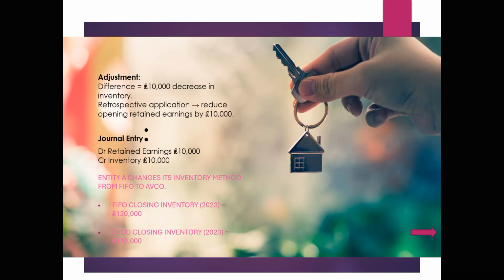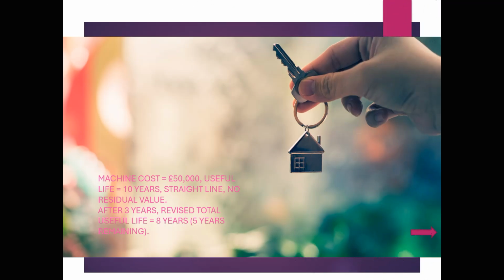So now the last question I want to ask is this, to Mr. Upele. A machine costs 50,000. Useful life is 10 years, straight line, no residual value. After 3 years, the revised total useful life equals 8 years, then 5 years remaining. What kind of change is this? Is it a change in accounting policy or change in accounting estimate? Very easy.